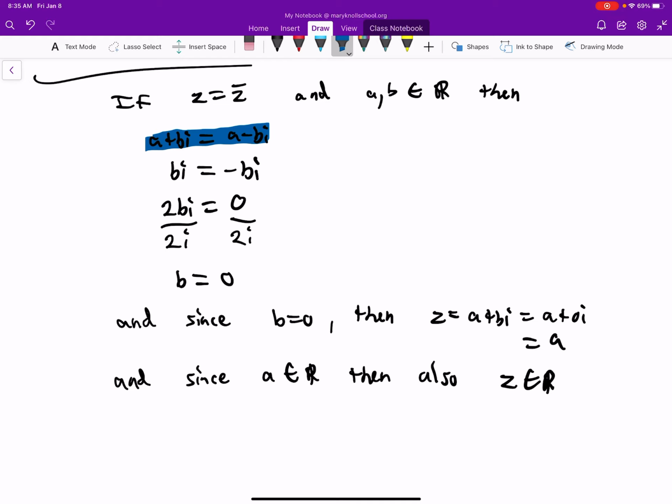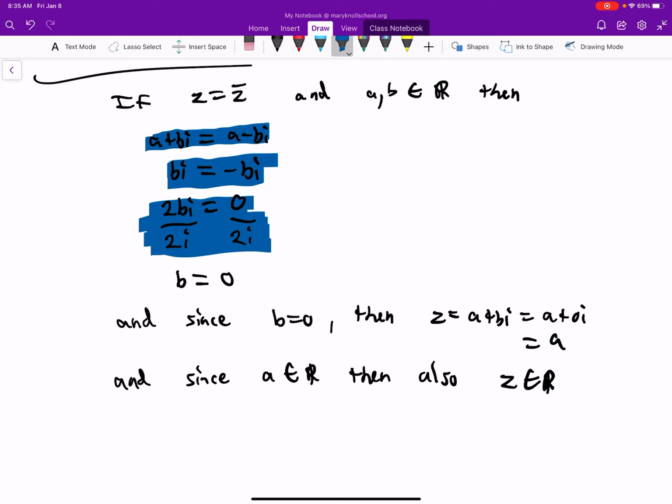So we subtract a from both sides, then we get this. Then we add bi to both sides, and we get this. Then we just divide both sides by 2i, and we find out that b is 0. And since b is 0, then z is equal to a, where a is a real number. So we've already proven it.